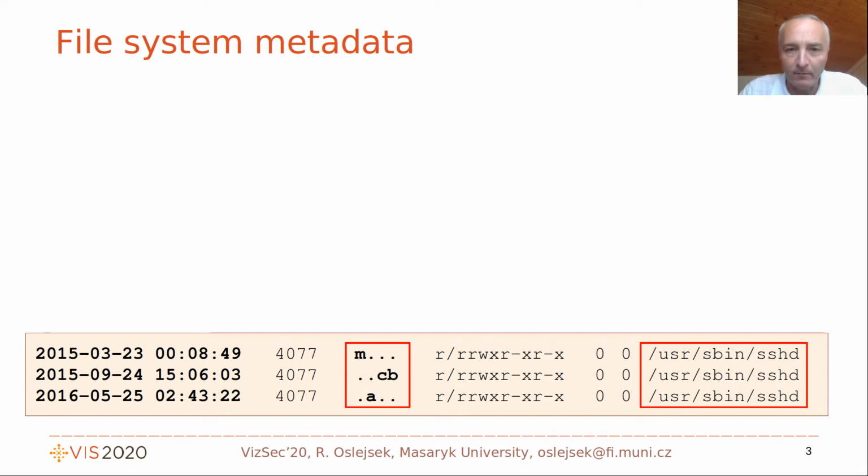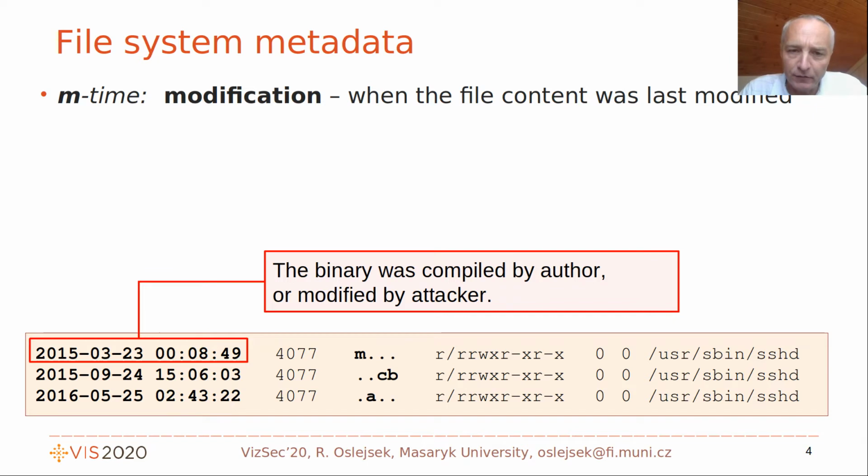In our example, the last manipulation with the SSHD is captured by 3 records using 4 different attributes, M, C, B, and A time. The modification time attribute captures the last modification of the content. So we know that at this time somebody wrote to a text file or compiled a binary. As you can see, our file was created at this time, so at this moment the package maintainer probably compiled the binary.